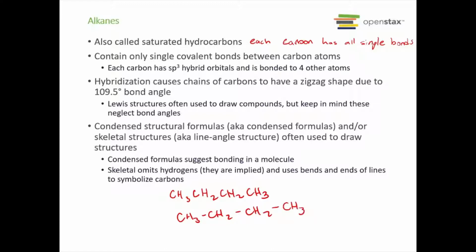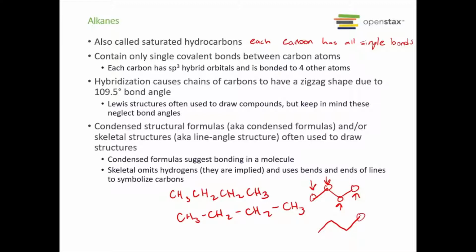And then the skeletal formula omits the hydrogens and it uses bends and the end of a line. So anytime you have an end of a line or a bend in a line, that represents a carbon. So for instance, this molecule here that I've done the condensed formula for, we have 4 carbons. So here's 1 carbon, 2, 3, 4. So there's 1, 2, 3, 4 carbons. So literally that zigzag represents this same molecule.